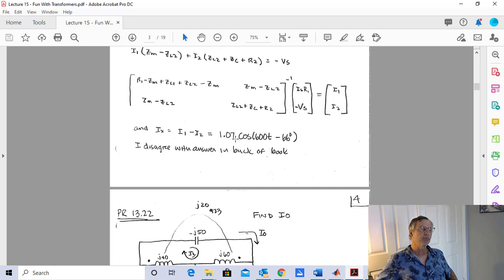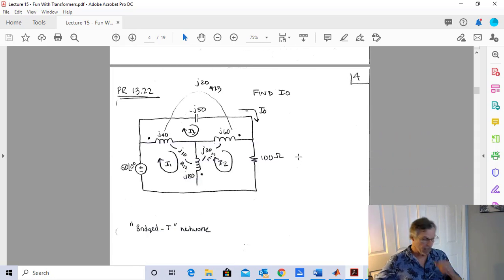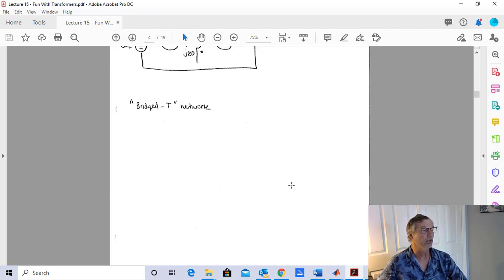Okay. Let's move on to our next example. And this example, it's kind of a monster because we've got three coils and they're all coupling. Look at this, I got J20 coupling these two, I got J10 coupling these two, I got J30 coupling these two. And it's in a bit of a funny network, but it's a network that you'll see here and there. It's called a bridged T network. Why? Here's your T, here's the bridge. And when you see a bridged T network, the analysis can kind of get stinky, but if you just get out there on the internet, there's all kinds of cool stuff that people have written down for bridged T networks that'll help you.